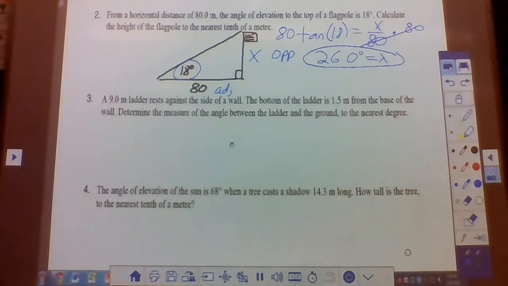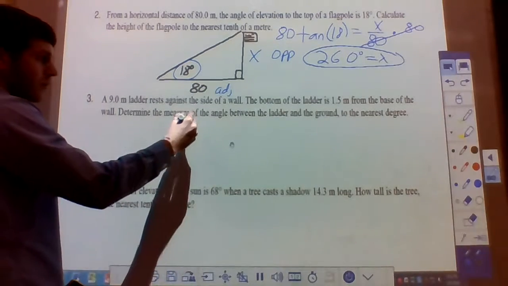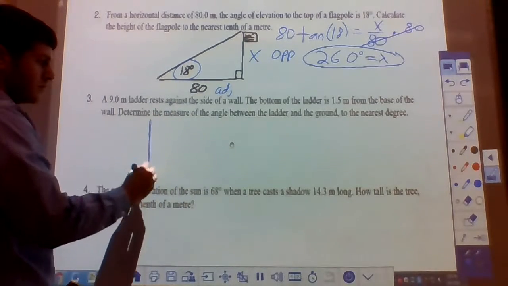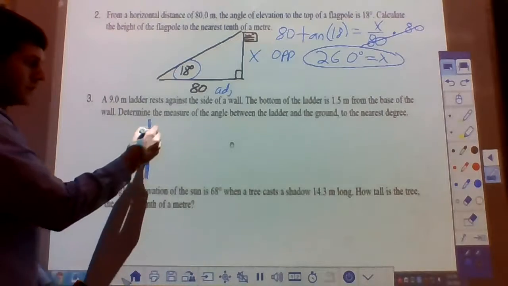Number 2, a 9-meter ladder rests against the side of a wall. The bottom of the ladder is 1.5 meters from the base of the wall. Determine the measure of the angle between the ladder and the ground to the nearest degree. So here we have a wall. The ladder is going to lean against it.